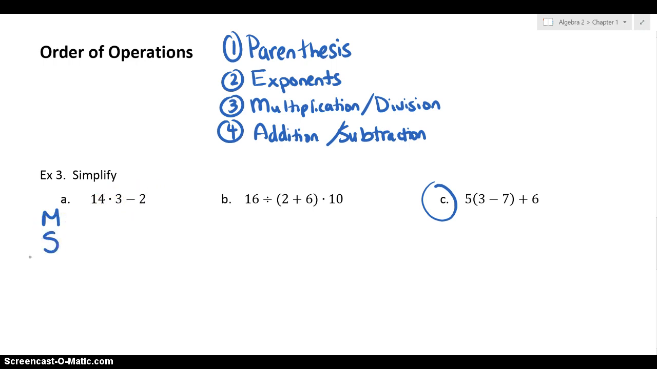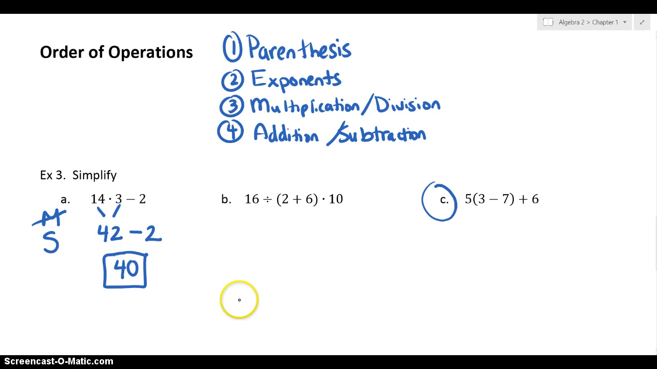And I'm going to go ahead and look at my order. So I don't have parentheses, no exponents. There is multiplication, so that needs to happen first. So 14 times 3 will be 42. And I'm going to bring down what's up there still, which is minus 2. Now multiplication has been taken care of, and we have subtraction, which is the 4th level. So 42 minus 2 is 40, and that is our answer.